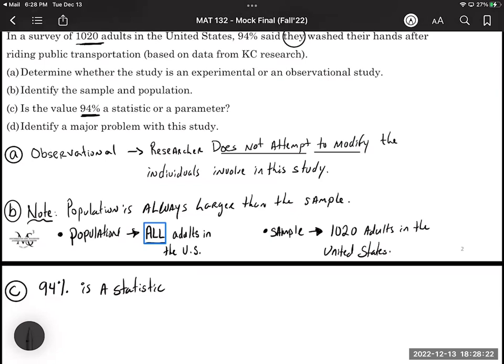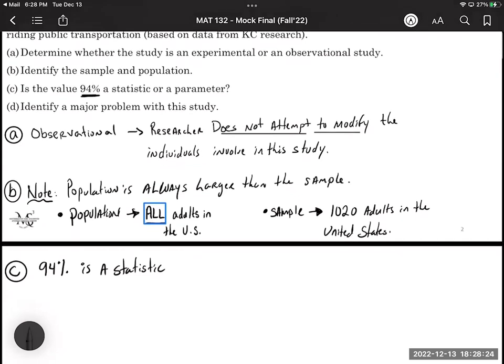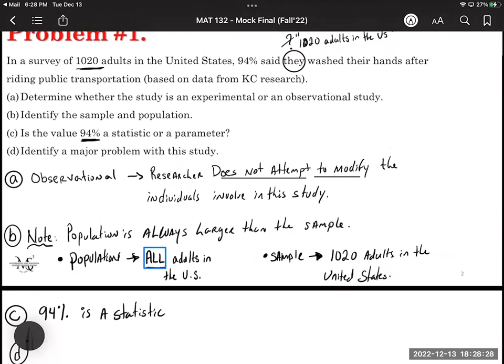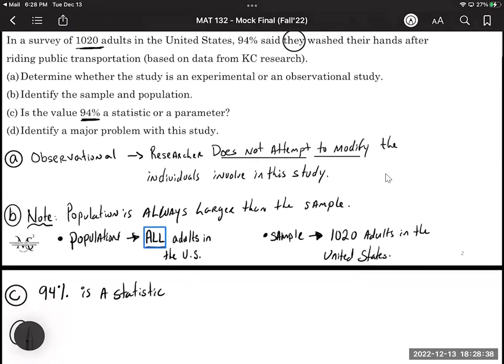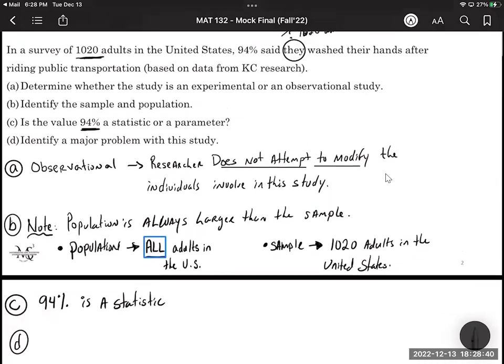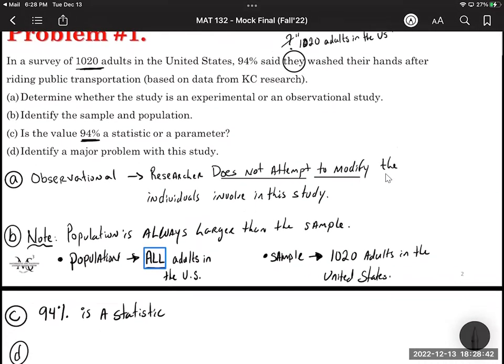Okay, so we got part C done. Now, part D is to identify a major problem with this study. So to answer this part of the question is a little bit different now from the original sample, right? This is a different way of asking you part D. So what do you think is a major problem with this study? A major problem.